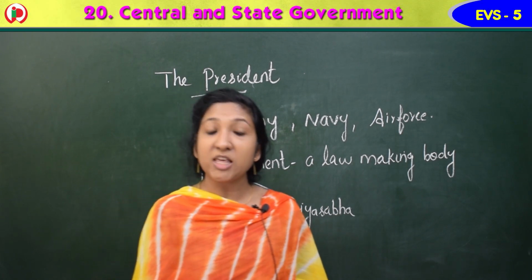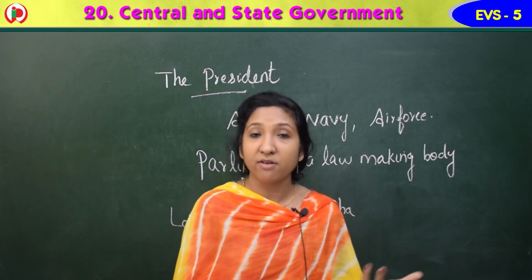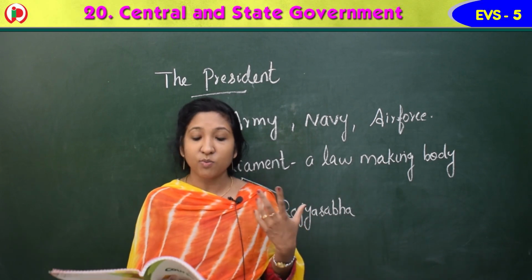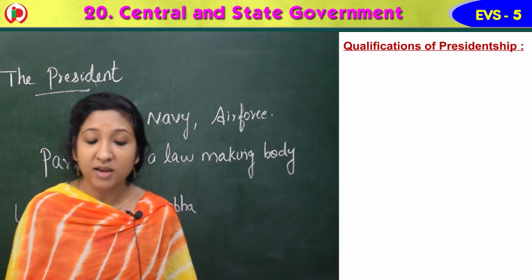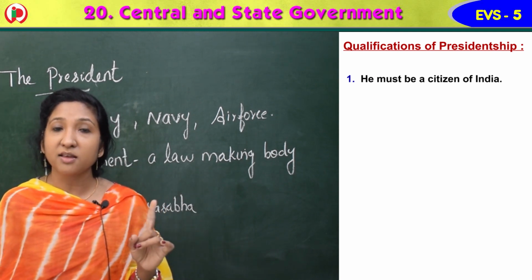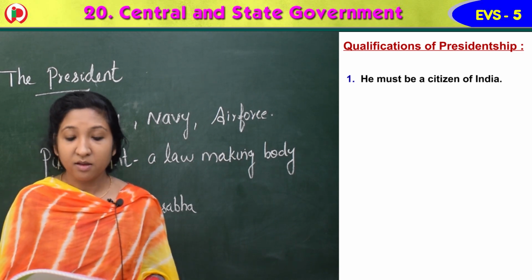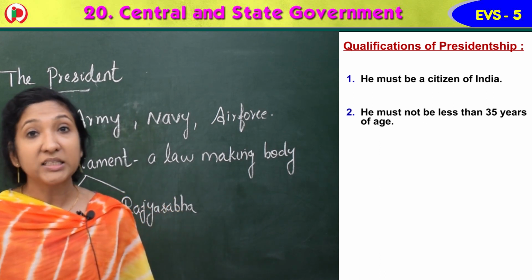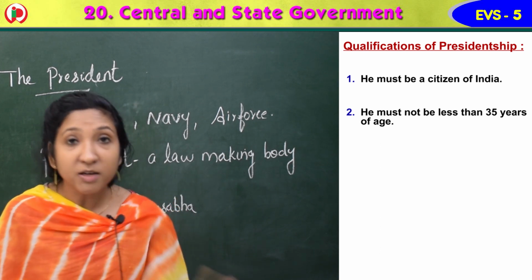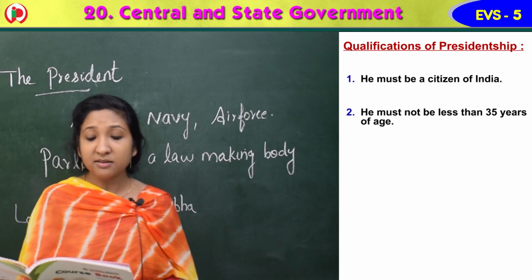Now, the qualifications of presidentship. What qualifications should he have to become a president? So first, he must be a citizen of India. The first and primary thing is he must be a member of our country. He must be a citizen of India. Then he must not be less than 35 years of age. He should be 35 or above 35 years of age.